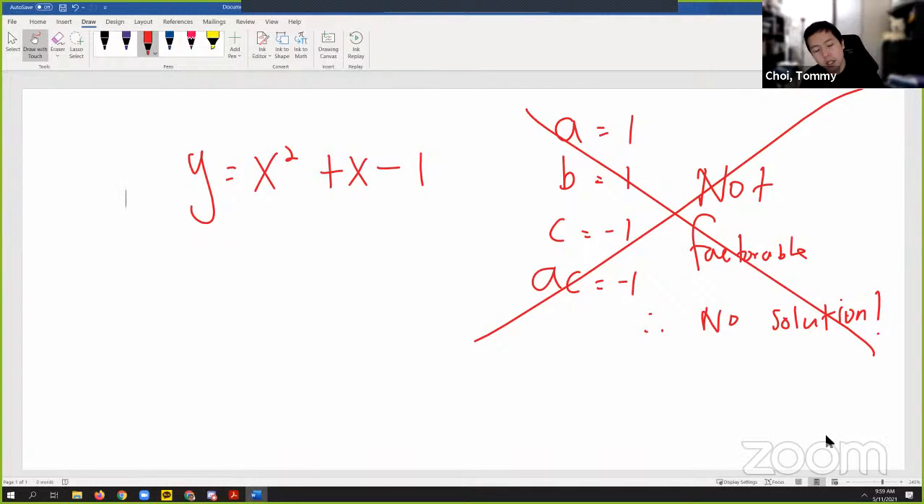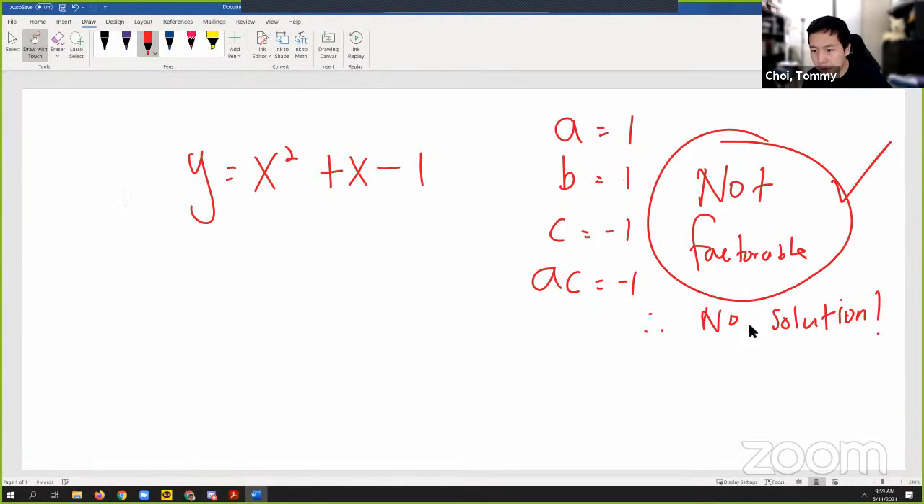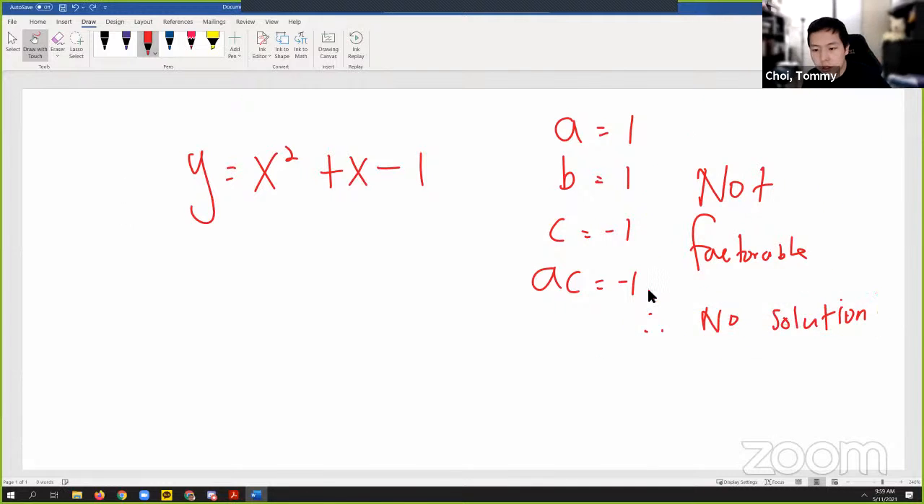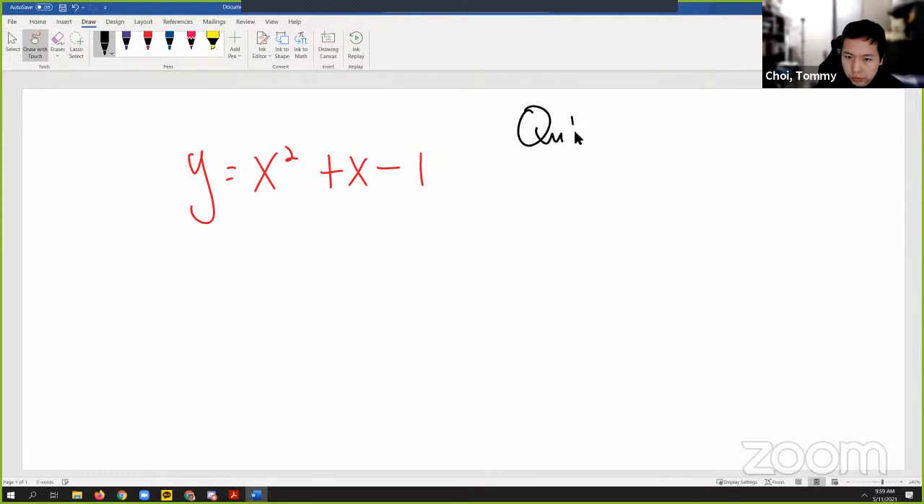Bad, bad, bad. No, not that everything's wrong here. It is definitely not factorable. But that doesn't mean that there's no solution. All that not factorable tells you is that there's no whole number or fractions that you can factor this into, right? So just because it's not factorable doesn't mean there's no solution. So we're going to be using the quadratic formula here, okay?